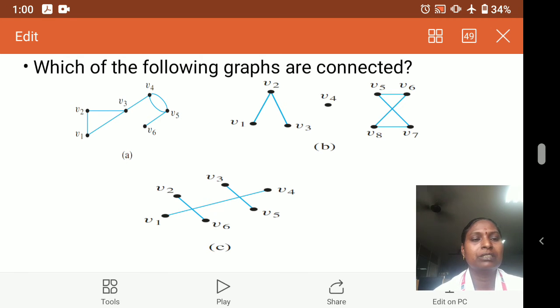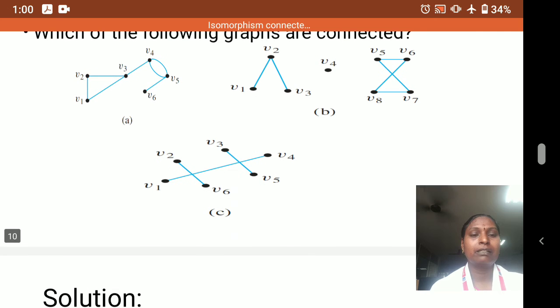Similarly, consider the graph B. Here V4 is an isolated vertex. There are no edges incident to any other vertices. Therefore, there is no walk between V4 and any other vertex. Therefore, B is not a connected graph.